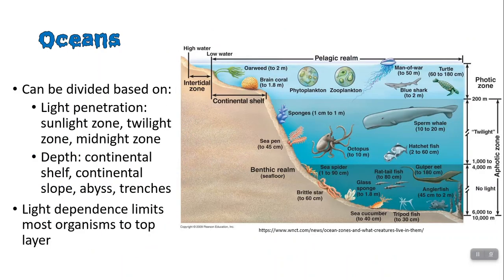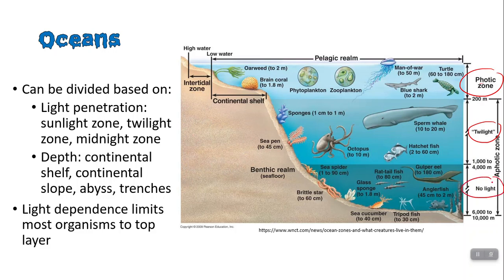So let's take a look at the ocean. You can divide it up by a couple of things. You can divide it up based on light penetration. So you've got your sunlight zone or your photic zone. You've got your twilight zone. No, not the TV show, where you have less light, and it's also an area where you don't have enough light for photosynthesis, but you still have some visibility. And then you have the aphotic zone, which is no light whatsoever.